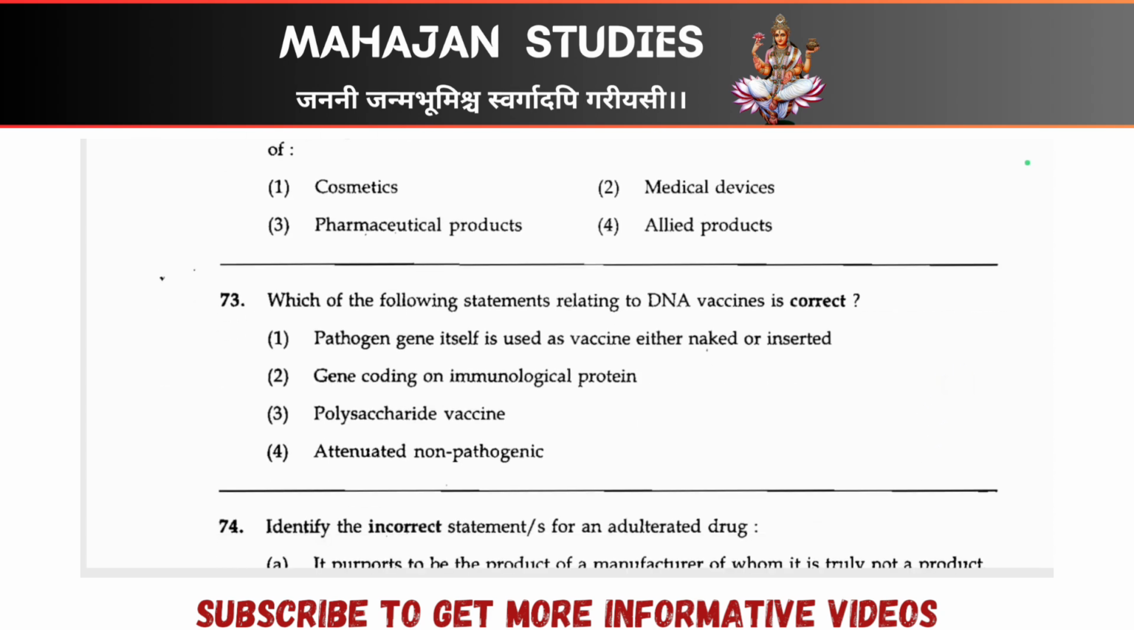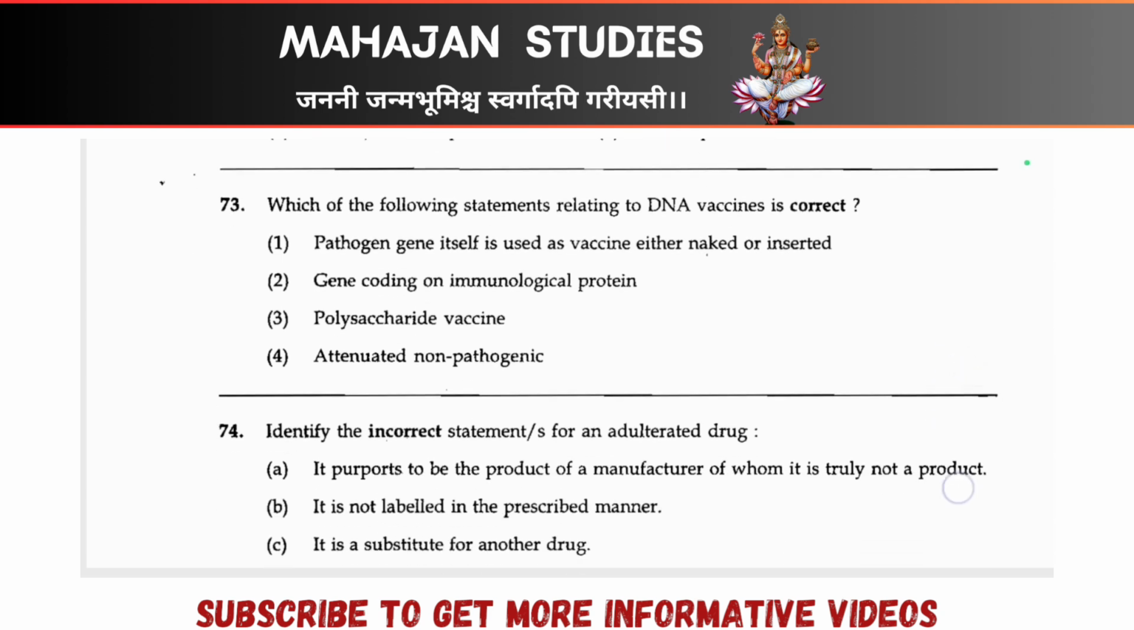Next, which of the following statements relating to DNA vaccine is correct? Options are: pathogen gene itself is used as vaccine, either naked or inserted. Second option, gene coding an immunological protein. Third option, polysaccharide vaccine. And fourth option, attenuated non-pathogenic. So the correct option is 1. Pathogen gene itself is used as vaccine, either naked or inserted.